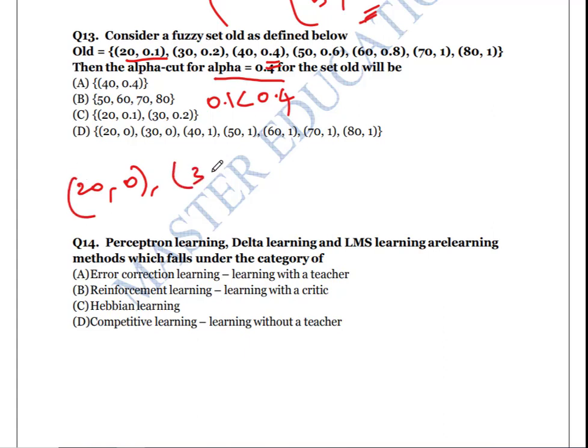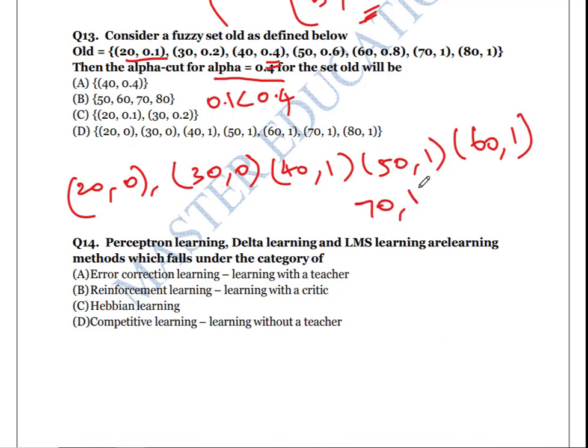This is the first value. For 30, 0.2 is less than 0.4, so put 0. For 40, is it lesser? You have to see just yes or no. So no means you put 40, 1. Then 50, 0.6 is greater, yes, so 50, 1. And 60, 1. 70, 1 is greater than 0.4, yes, 80, 1. So this option is available in option D.